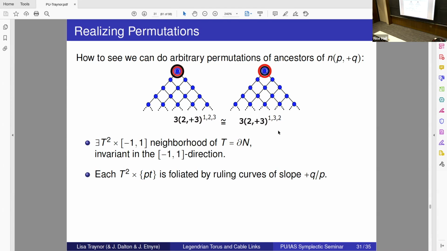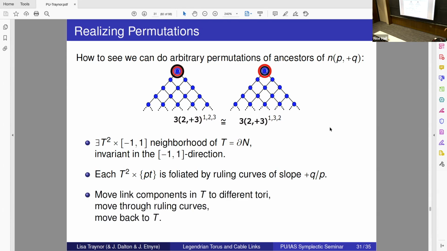So now because you have this invariant neighborhood, you just take the components and move them to different tori, through the ruling curves. So you have this one parameter, the ruling foliation gives you a way to isotope there, and then you just push them back down to the torus. That is in the fact of how we constructed the ancestors. So when Q is positive, you'll see these in the ruling foliation. When Q is negative, they're going to be in the divides, the Legendrian divides.